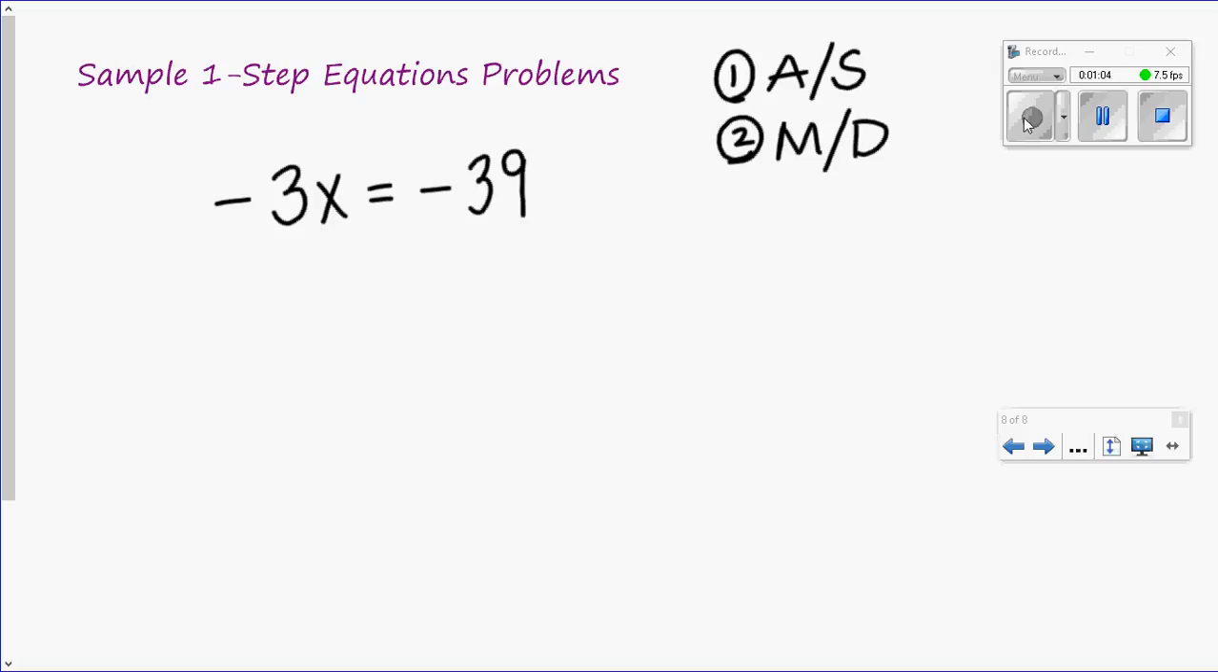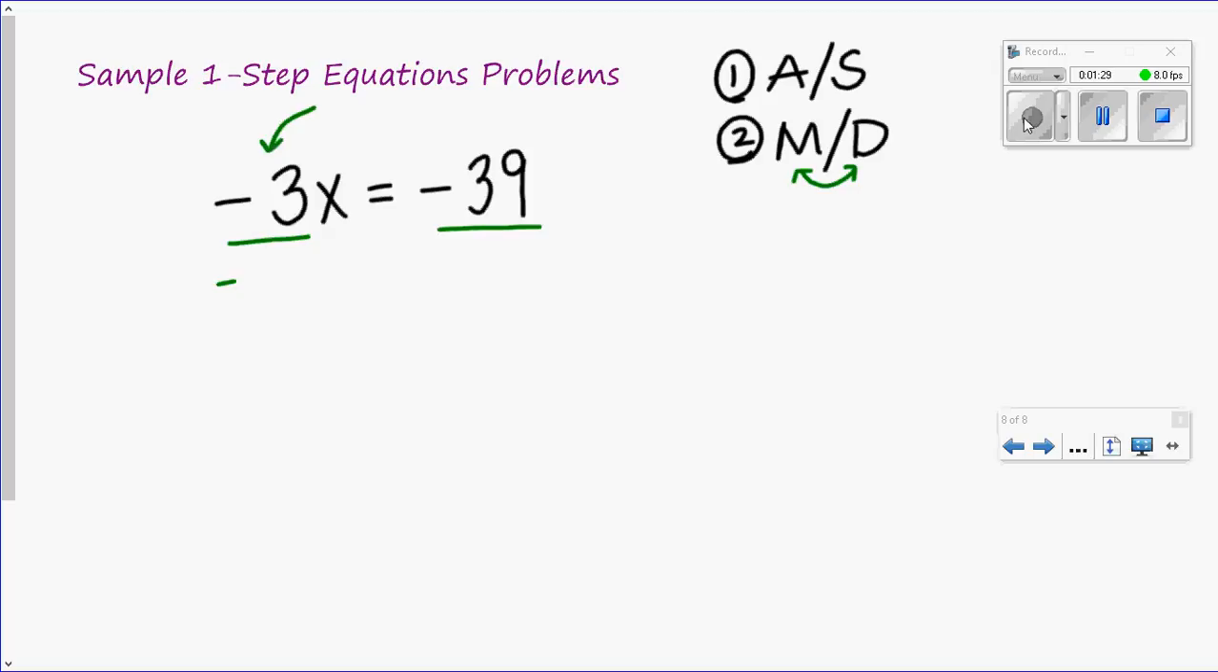Negative 3x means negative 3 times a number gives us negative 39. And since this is multiply, we are going to use the inverse to solve. We're going to divide. We know that we're going to get x by itself. In order to get x by itself, we have to divide both sides by the same number, and I want to get rid of the negative 3.